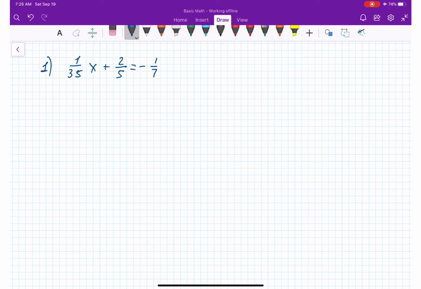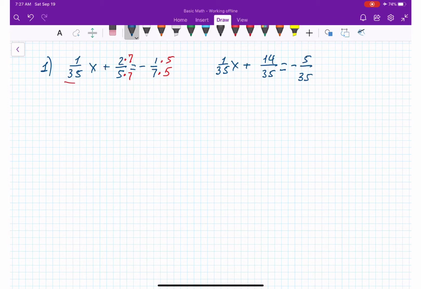All right, so 1 over 35x plus 2 over 5 equal negative 1 over 7. Common denominator is 35, which means I don't touch the first one. The second one I have to bring to 35, which means I'm multiplying by 7, and whatever change I make to the denominator, I make to the numerator as well. The same thing here, 7, I have to multiply by 5. So what do we get? 1 over 35x plus 14 over 35 equal negative 5 over 35.